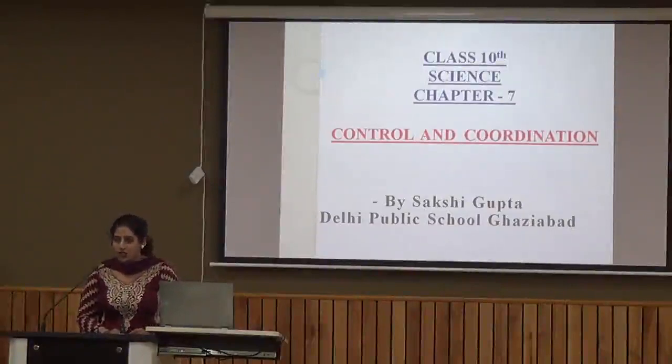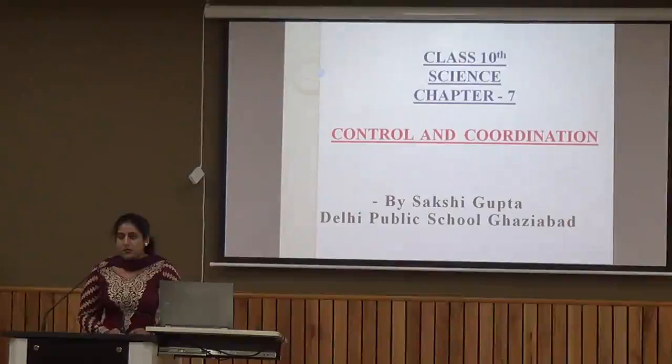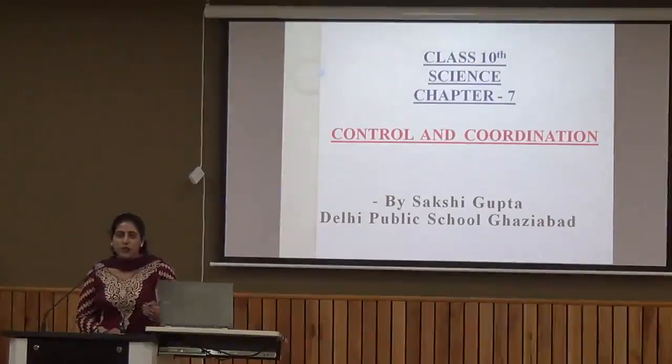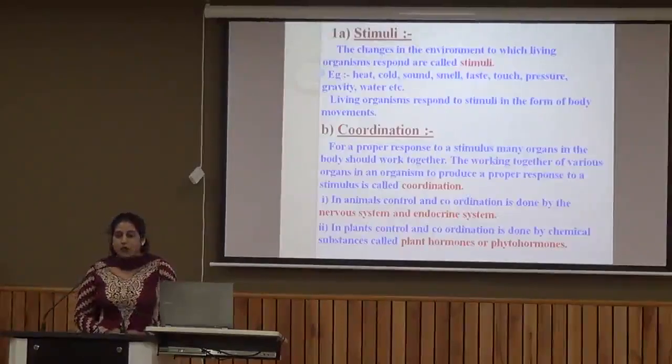Today we are going to study the chapter of class 10th, chapter number 7, that is control and coordination. In this chapter, while we are studying, you will get to know that it revolves around one basic concept, that is respond to stimuli. So when we study this chapter step by step, you will realize that each and every process and concept is related to that only. So let's begin. First of all, what is stimuli?